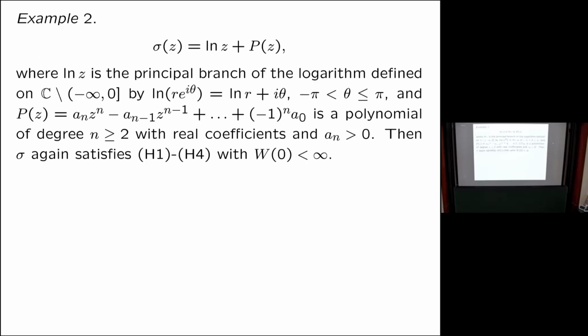So here's a second example, which is more tricky. Now we have log z plus p of z. Log z is the principal branch of the logarithm. Again, p is a polynomial of degree n at least 2 with real coefficients. It again satisfies H1 to H4.